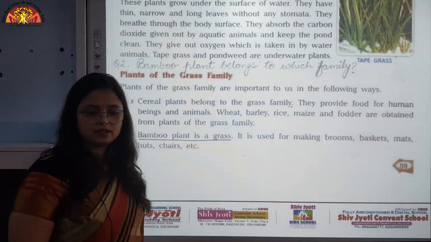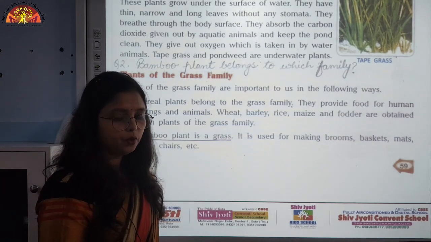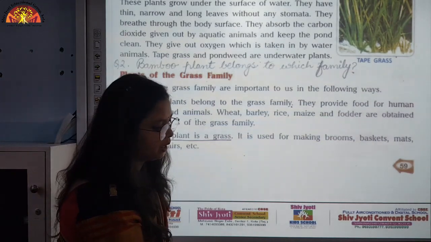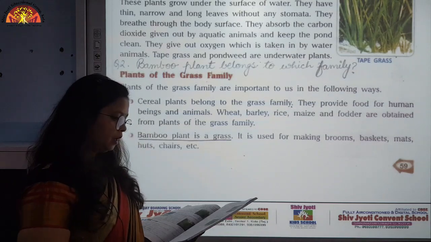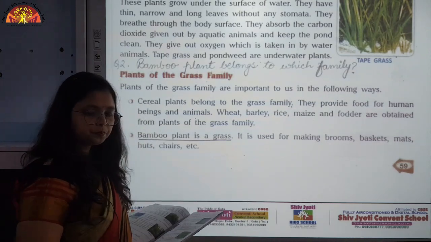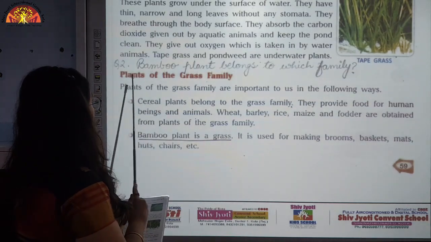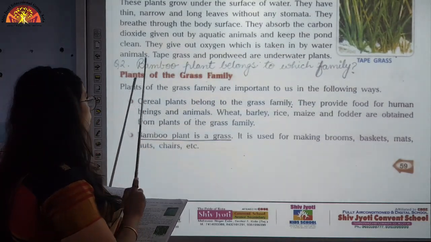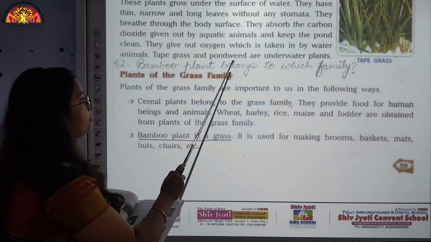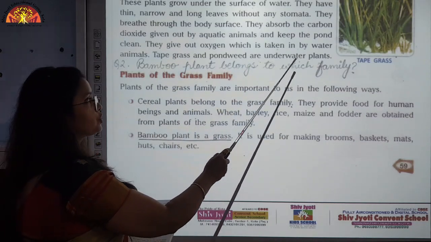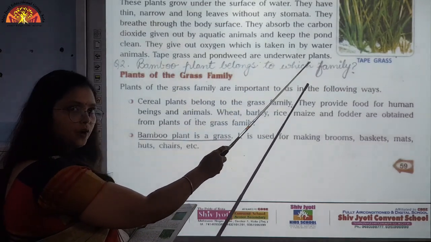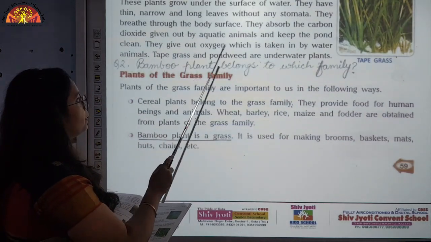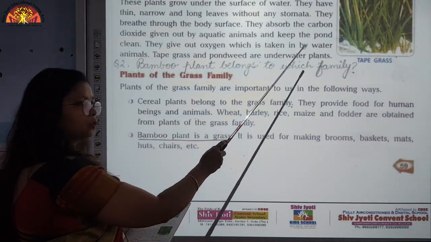Now, again there is an internal question. So, hold your books, hold your pencils and mark the internal question, children. Page number 59. Write the question over here above this paragraph, plants of the grass family. This is question number 2. Bamboo plant belongs to which family? Write it down fast. Bamboo plant belongs to which family?